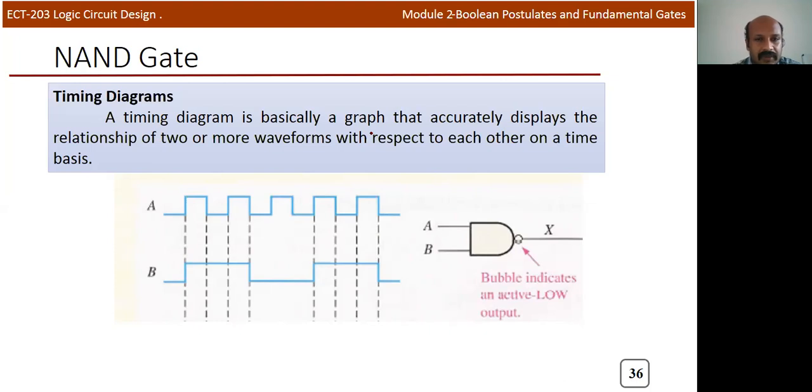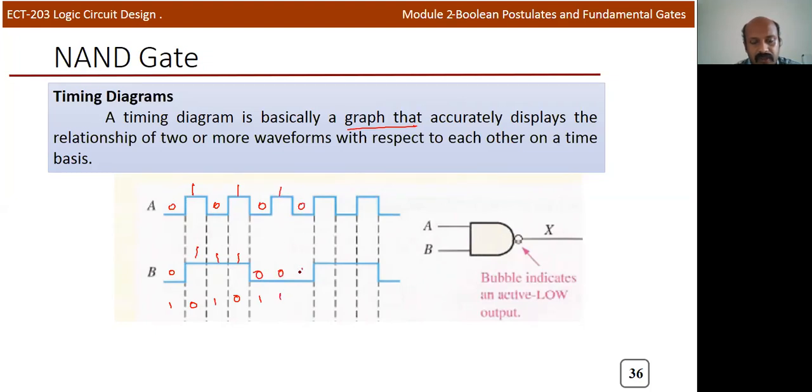A timing diagram is a graphical representation of this binary data. Here you can see 0 0. If it is 0 0, the output will be high, so you need to expect a high here. Here it is 1 1, so you need to expect 0. For 0 1, you need to expect 1. For 1 1, it will be 0. For 0 0, the output will be 1, again for 1 0, the output will be 1.